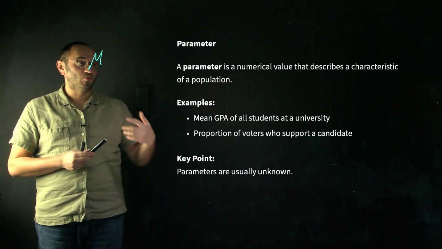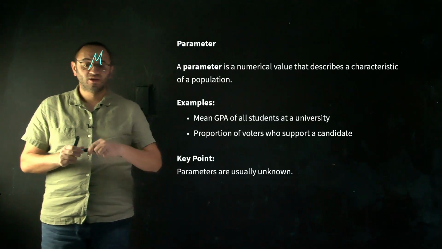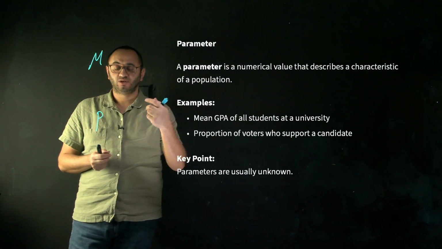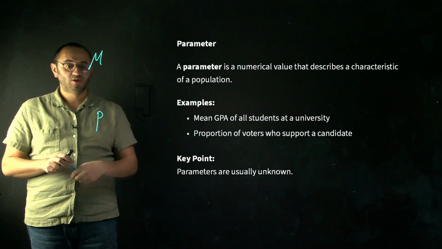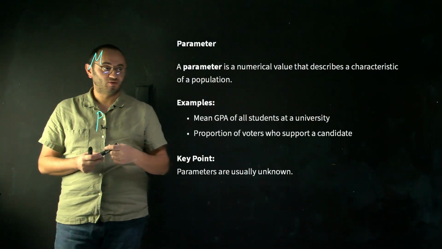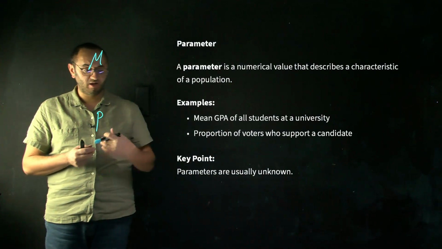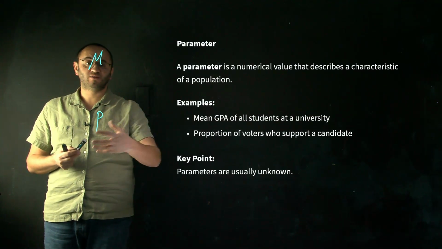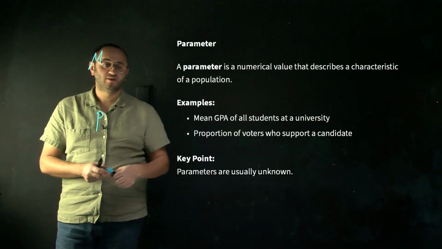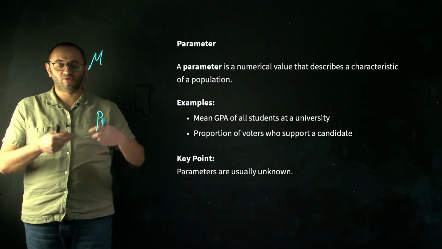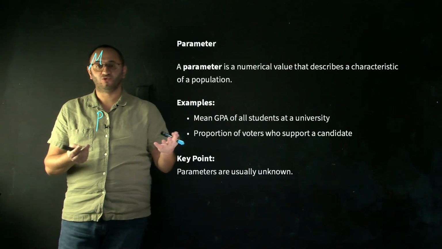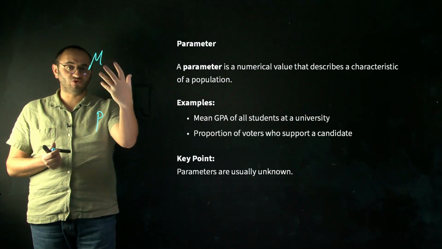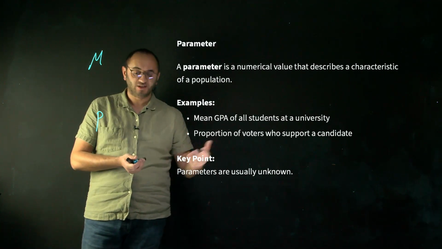Another example, the proportion of voters who support a candidate. This is called P, the population proportion, and this is an example of a parameter, right? The parameters are usually unknown because this numerical measure is based on the population, and in general, we don't collect data from the entire population because it's costly and time consuming. So in general, parameters such as mu and P are unknown because they describe the population.